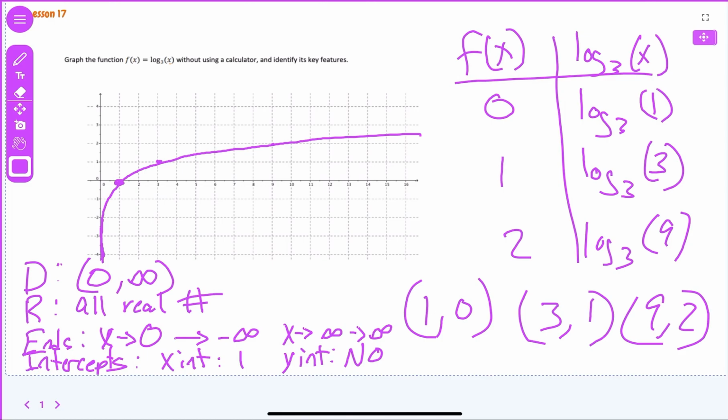And then most of the time, it will tell you to give us a point, like a critical point, a specific point, and I would probably just say like 3, 1. Just give us something that it passes through. 3, 1. That's it. That's all you need to know. Does anybody have questions about that?